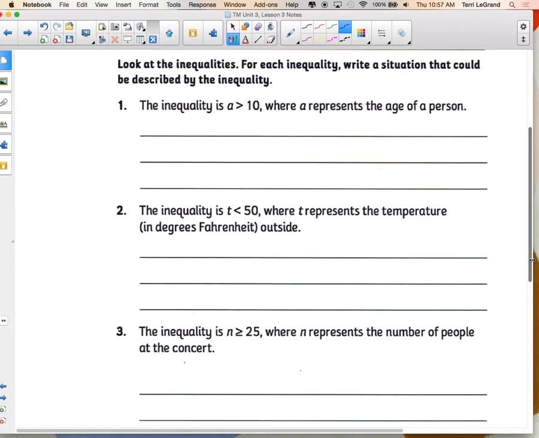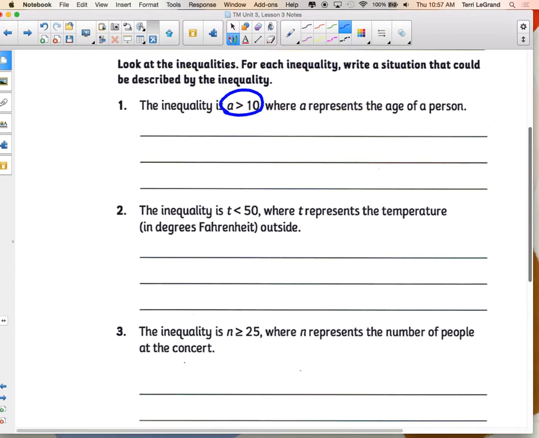Okay, this is always fun. Look at the inequalities. For each inequality, write a situation that could be described by the inequality. Write a situation. They are not going to want you to write a statement like X is less than or equal to 6. That is not what they want. They want a situation like Scott is at most 6 feet tall. Okay? So we have the inequality. Let's circle that first of all so we know what we have to work with here.